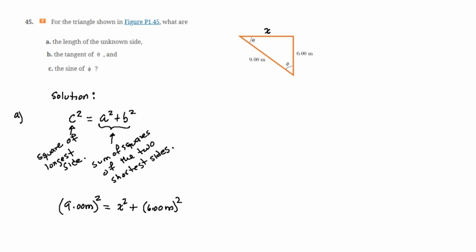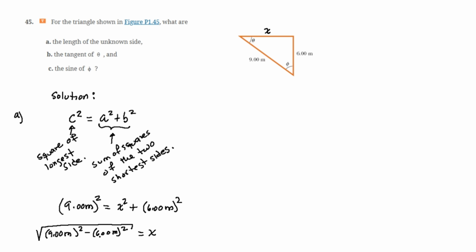So I can say now that the square root of 9.00 meters squared minus 6.00 meters squared, that is equal to x, right? Why? Because you subtract 6.00 meters squared from both sides, and later you apply a square root because you have the square. So the only way you can get rid of the square is if you apply a square root, right?